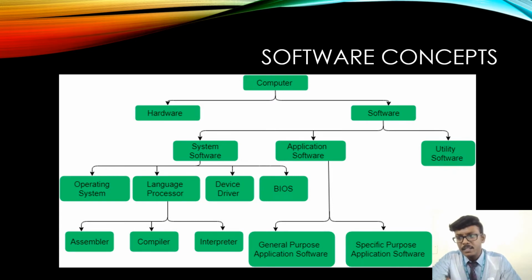So system software: these directly allow the user to interact with the hardware components of the computer system. That's what they used to say. The best example is the operating system. We know that the operating system is the main program, right?